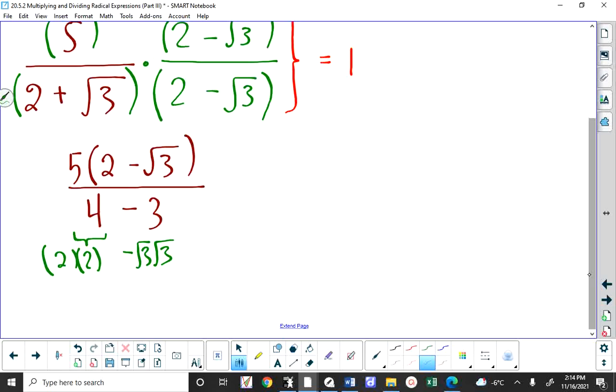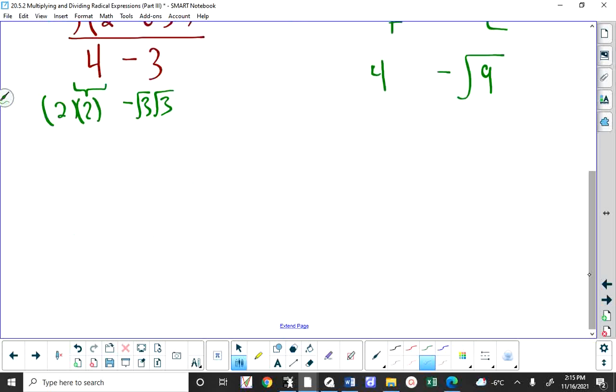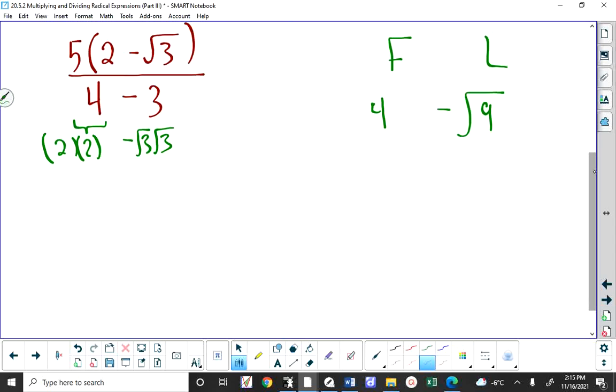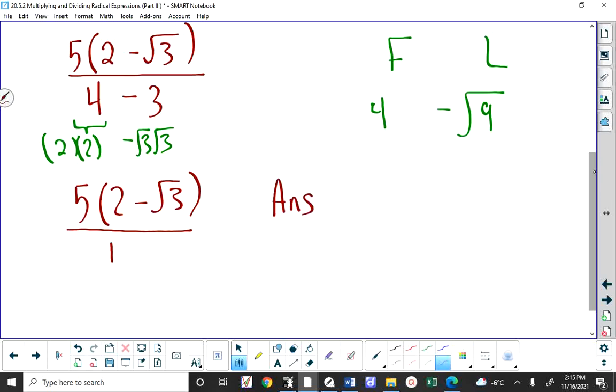You know, if you wanted to, in your FLA, you could go 2 times 2 is 4, minus root 3 times root 3 is root 9. If you wanted to, you could write that. But root 9 is 3. So this worked out actually brilliantly, because now what we have is 5 times 2 minus root 3 over 1. 4 minus 3 is 1. So our answer is 5 times 2 minus root 3.